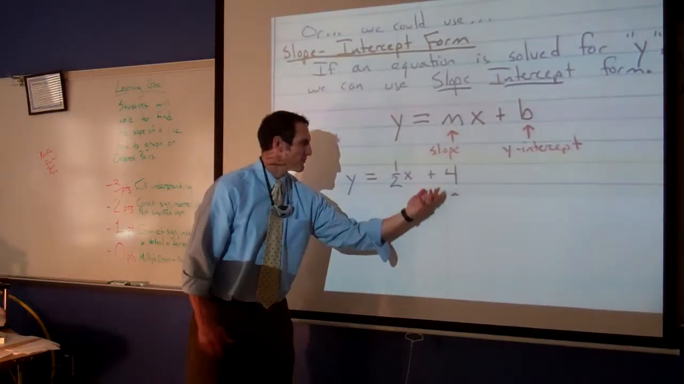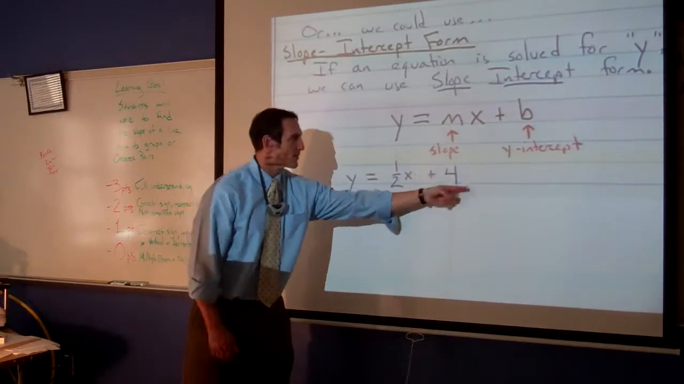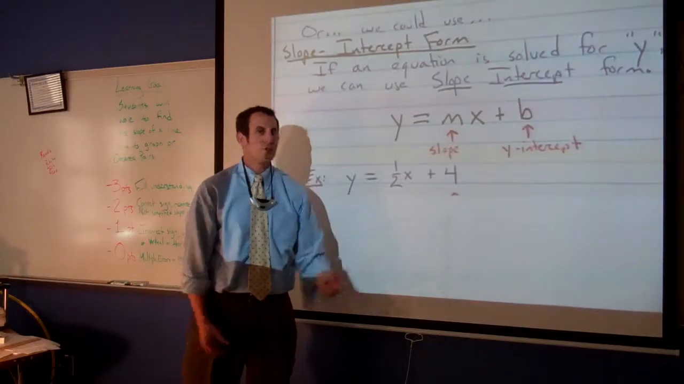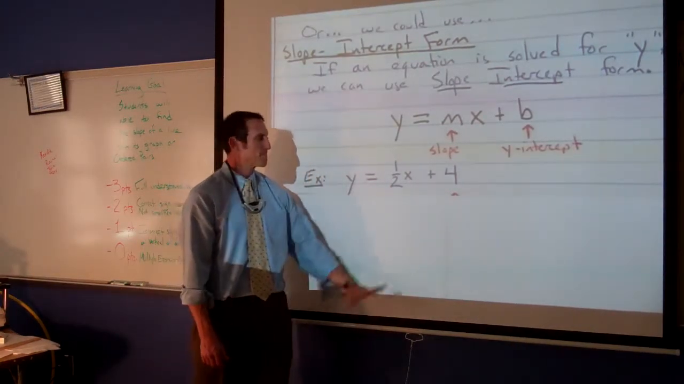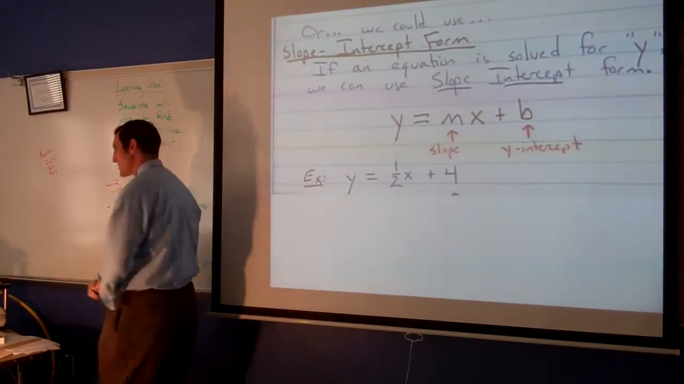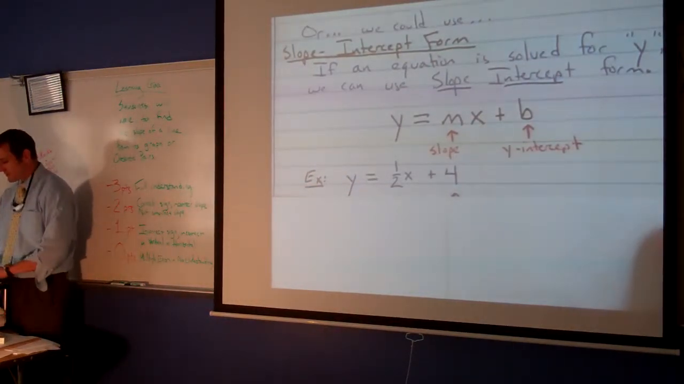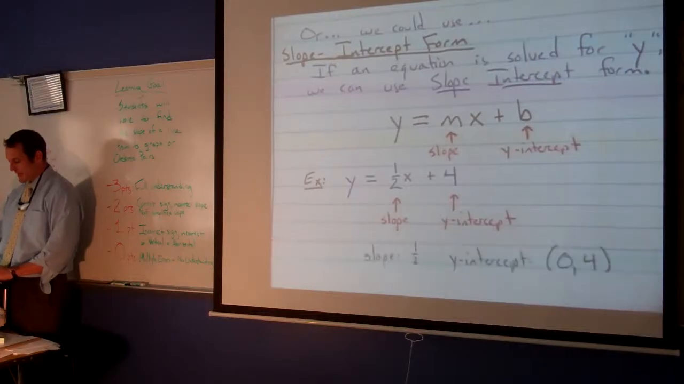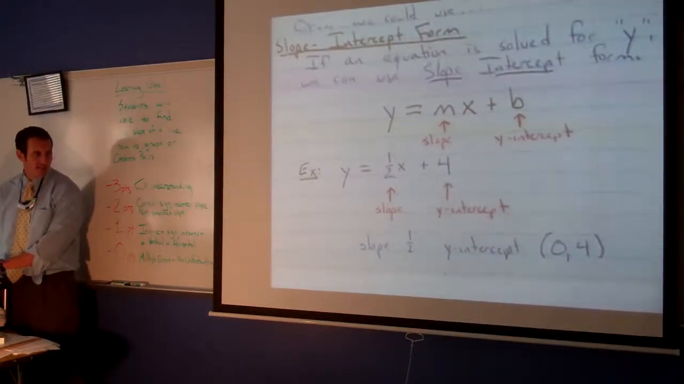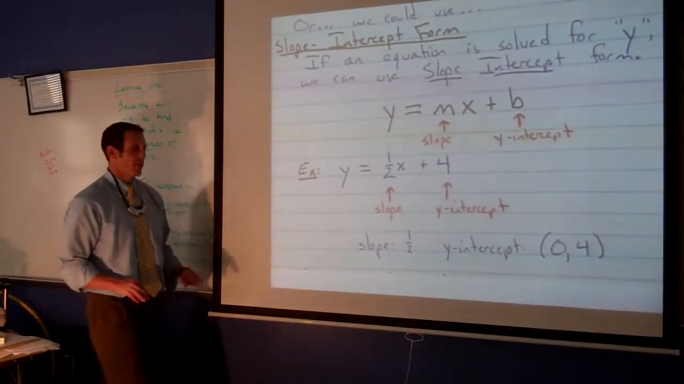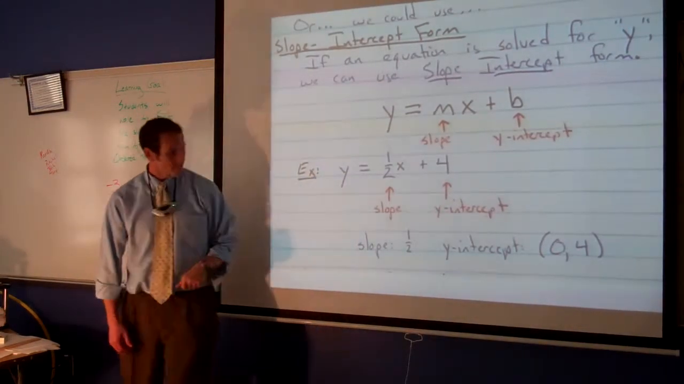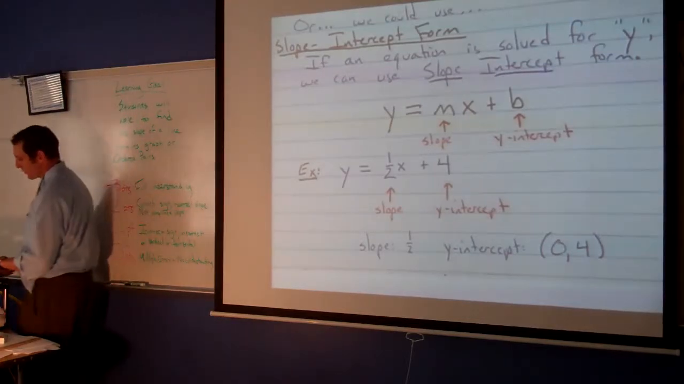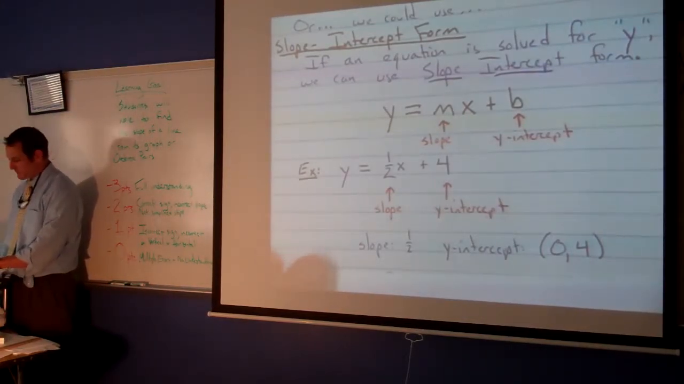What about that +4 hanging out there? That +4 is the y-intercept, which you may have picked up on that shortcut from the previous lesson on intercepts. So the 4 is the y-intercept, but the question of slope is 1/2. So you can identify a lot of things about this line just by looking at the equation. Slope is 1/2, y-intercept is at (0, 4).